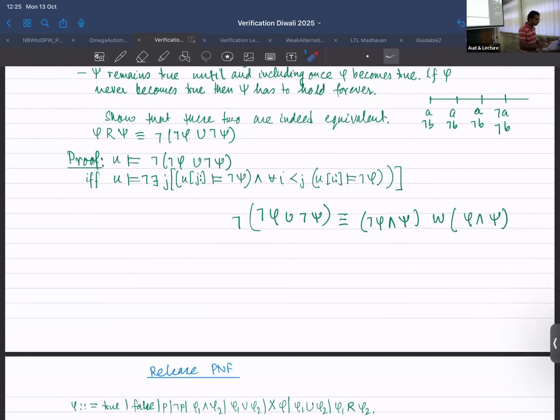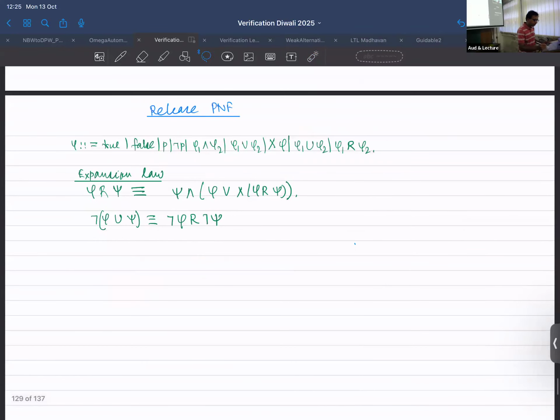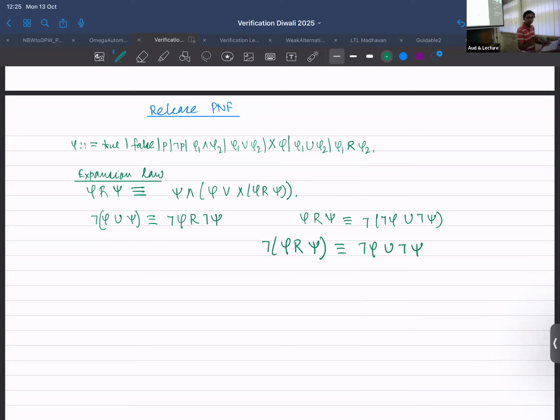Similarly, given that this holds true, if I have the negation of phi release psi, then this is equivalent to the negation of phi until the negation of psi. So we can push the negations inside, and this does not blow up the formula. It is not increasing the number of occurrences of phi and psi. Okay. So far, so good.